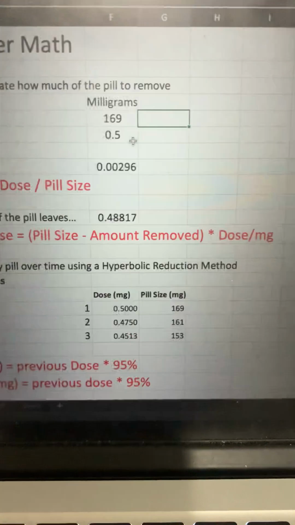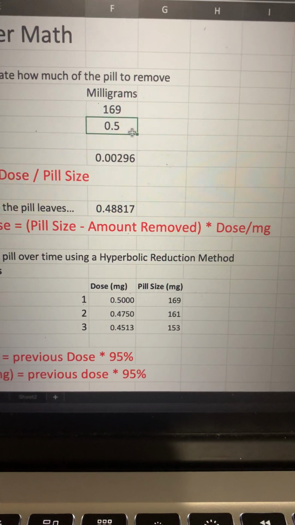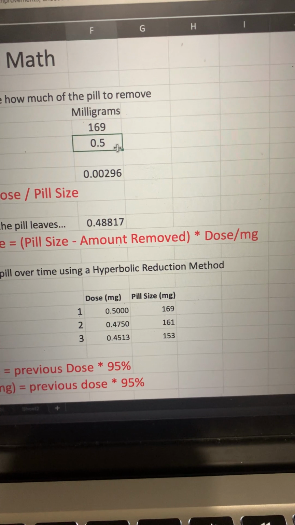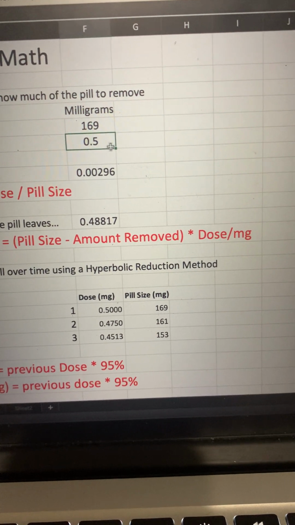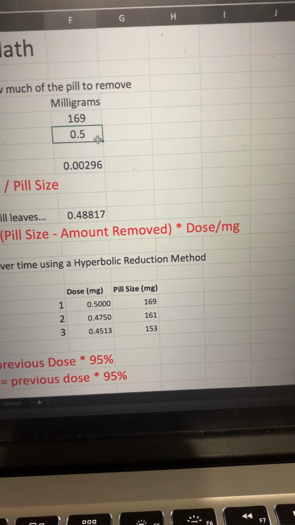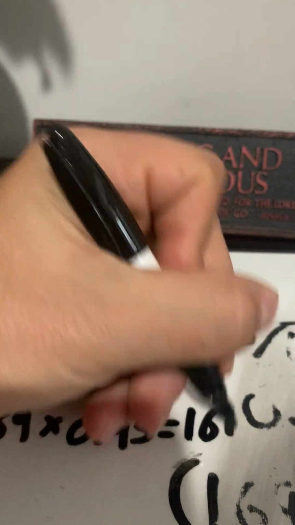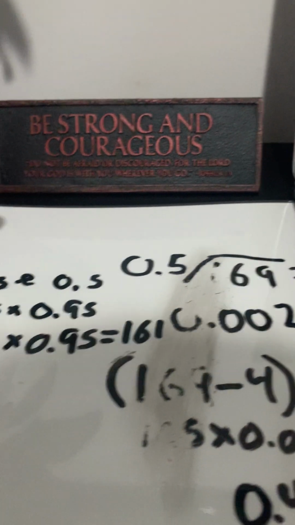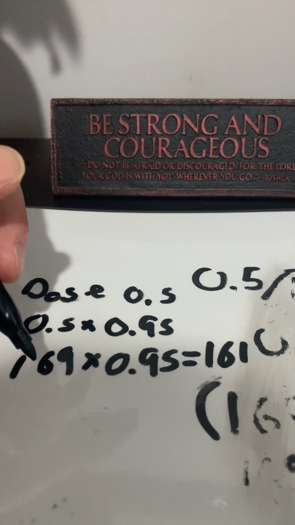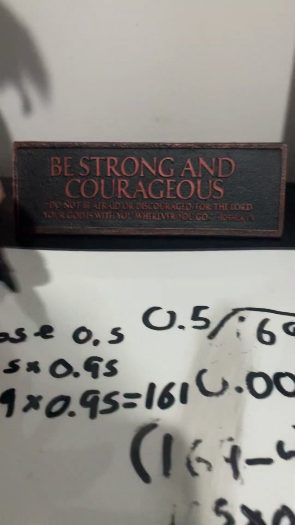Now, you're not going to have a precise scale that goes down to a fraction of a milligram. You're typically going to have a scale precise to 1 milligram. So I basically round it. Instead of taking off 160.55 milligrams of pill, you're going to take 161 milligrams of pill off. So that's 161. You do the 95% off of the dose, so you can know how much of the dose you're going to have. And then you take 95% off of the pill size, so you can know how much of the pill to remove to get to that dose.